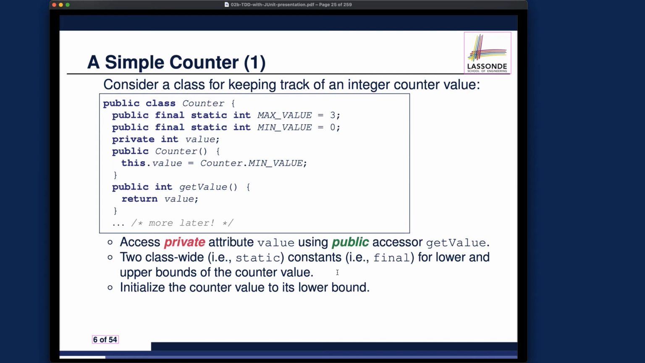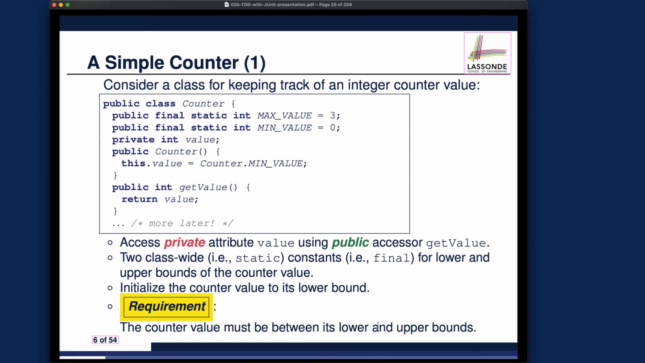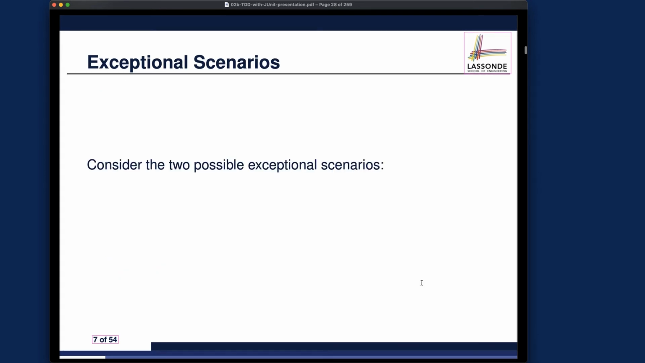And initialize the counter to be the lower bound, per the requirements. This is really, really important to keep in mind. All our test cases will be designed according to this requirement or principle. The counter value must be between its lower bound 0 and upper bound 3. Okay, keep that in mind. If you want to go out of the bounds, you will run into either a value too small or a value too large exception. So there are two possible exceptional scenarios.